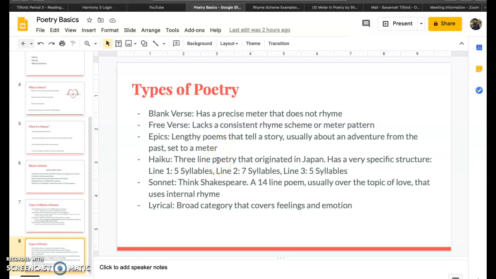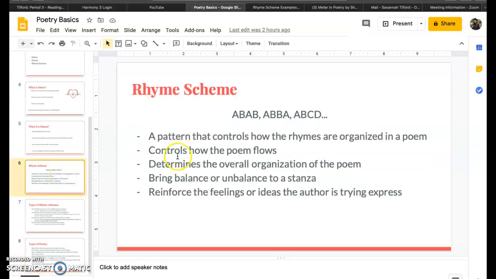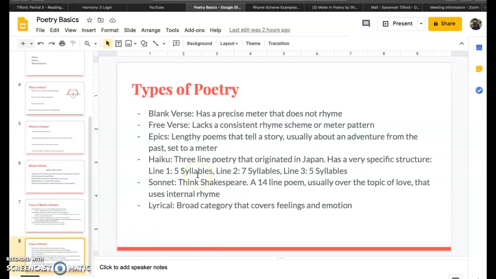Haiku, I told you before that rhyme scheme can determine the overall organization of a poem, and this is one of those instances where rhyme scheme does that. So haiku has three lines of poetry that originated in Japan, and it has a very specific structure. As far as meter goes, line 1 has 5 syllables exactly, line 2 has 7 syllables, and line 3 has 5 syllables. So that's the structure of the haiku, and that's what makes it a haiku, having this 5-7-5 structure with the three-line poetry.